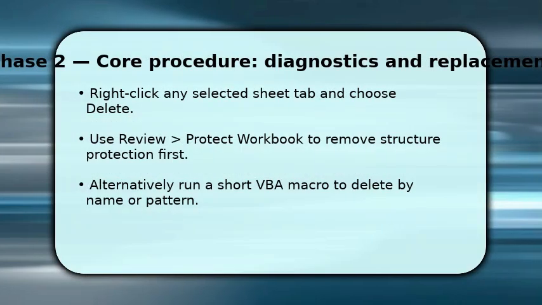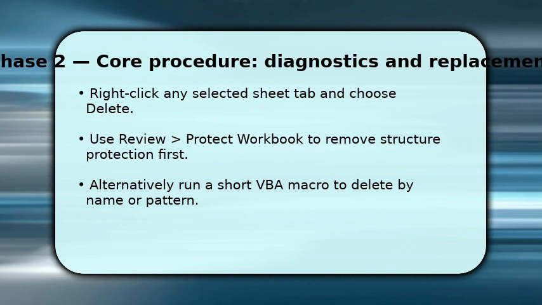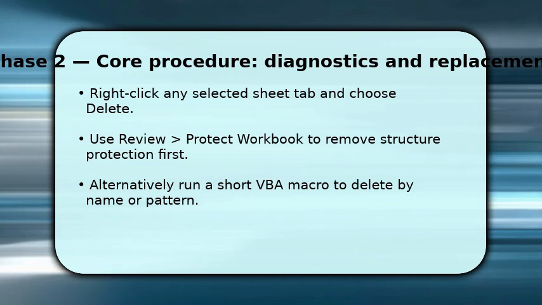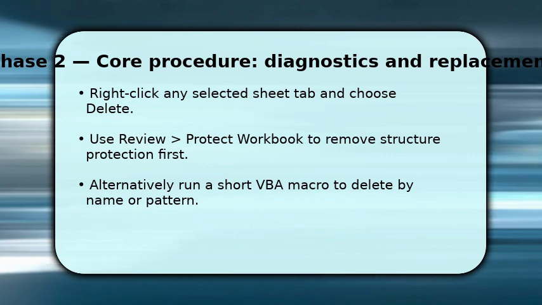With the correct sheets selected, right-click any highlighted tab and choose Delete. Excel will remove all selected sheets in one action. If Delete is disabled, go to Review, choose Protect Workbook and clear Structure Protection. This restores deletion capability. For repeated or pattern-based deletions, use a small VBA macro.